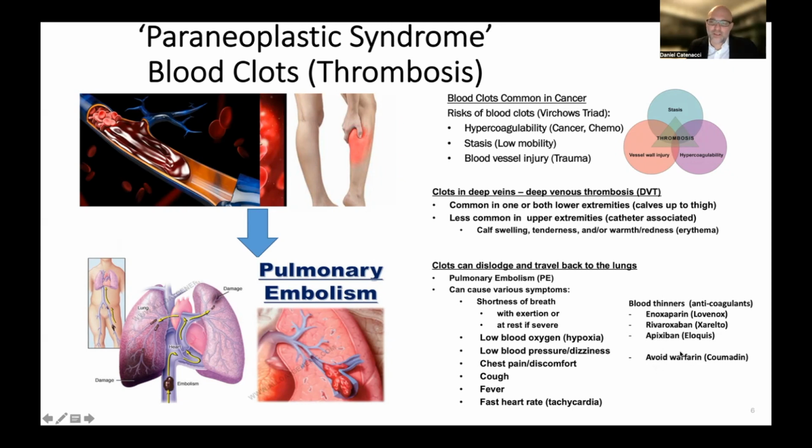There's the original blood thinner called warfarin or Coumadin, but it requires sort of tight dosing and blood draws to make sure that the levels are okay. And so in this land of cancer, we often try to avoid them.